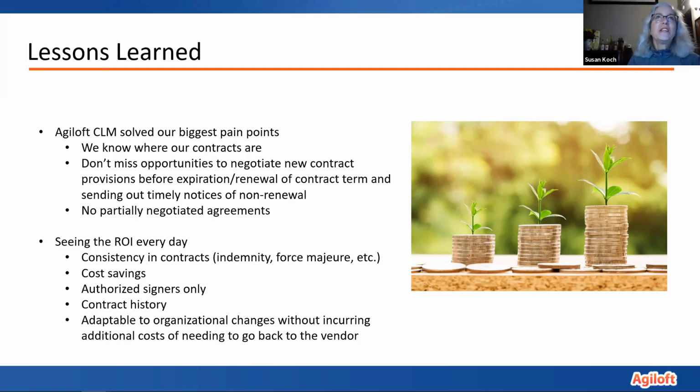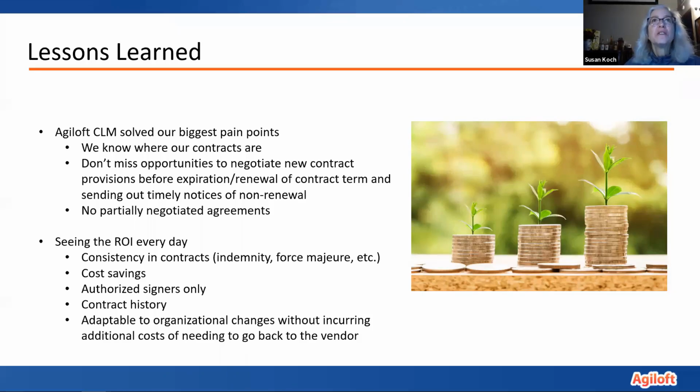signature? In Agiloft, when I come in the morning, I can click on different screenshots of my homepage, and it gives me a little to-do list of what's out there for execution, what's not out there, what's been signed. It's all set out for me. So no longer do we have partially negotiated or partially executed agreements.